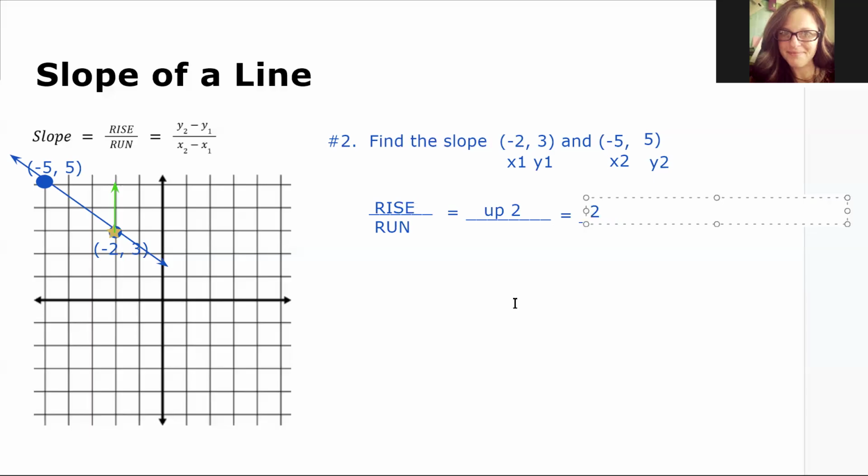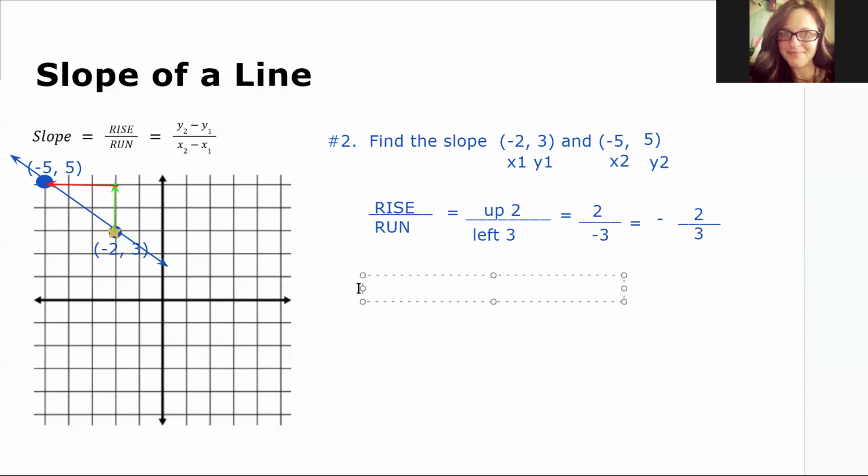And our run, we're going to the left, 1, 2, 3. To the left 3. Left is a negative direction. So we end up with 2 over -3. 2 over -3 is -2/3. So our slope is -2/3.